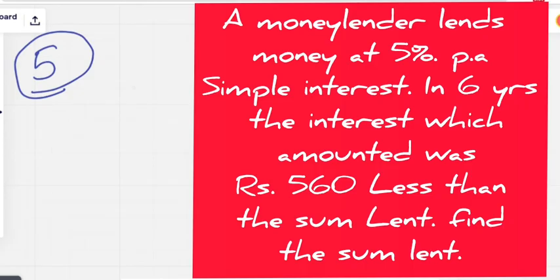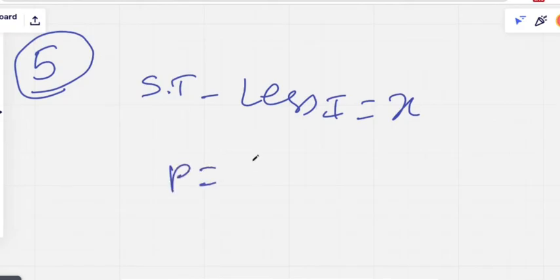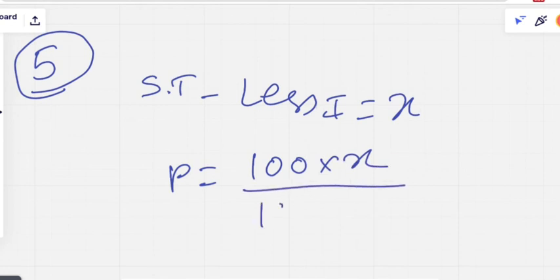So we have a shortcut here. If we treat less interest as x, where r is the rate of interest per annum and t is the time period, then directly we do have a formula for this. P is equal to 100 into x by 100 minus rt. So please note down these formulas. It will be very helpful for you. It comes in handy. Okay.